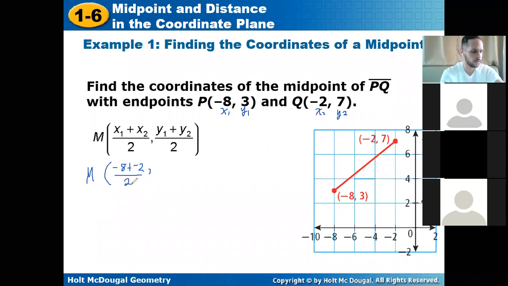So let's go to the other part of the formula. What's the other part? Can someone tell me? It's Y1 plus Y2. That's gonna be 3, that is Y1, and the Y2 coordinate is gonna be 7.